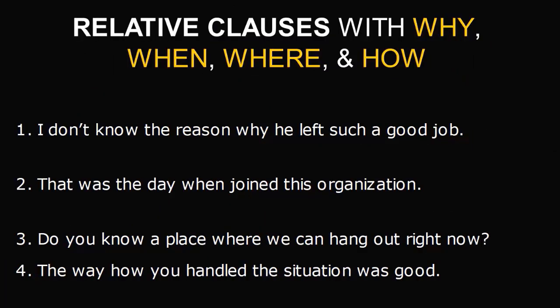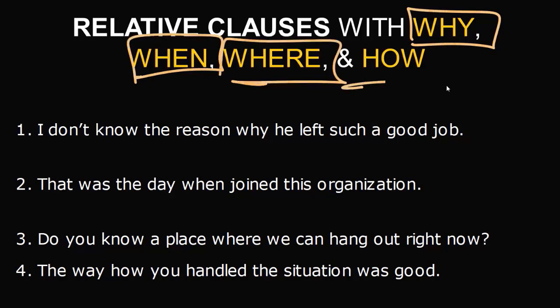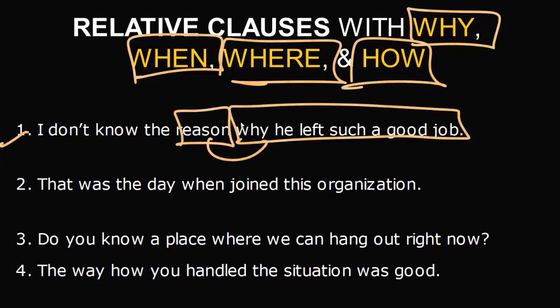Relative clauses can also start with conjunctions such as why, when, where, and how. This is something you have to note. All right. Relative clauses can start with these words as well. Examples. Number one, I don't know the reason why he left such a good job. I do not know the reason. Which reason? Why he left such a good job. So why he left such a good job is your relative clause starting with the relative pronoun why, right? Giving information about the noun reason. I don't know the reason. What reason? Why he left such a good job.